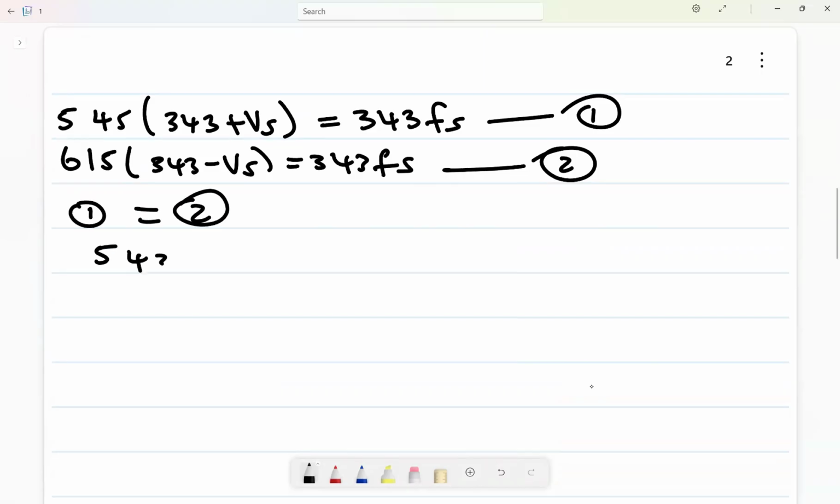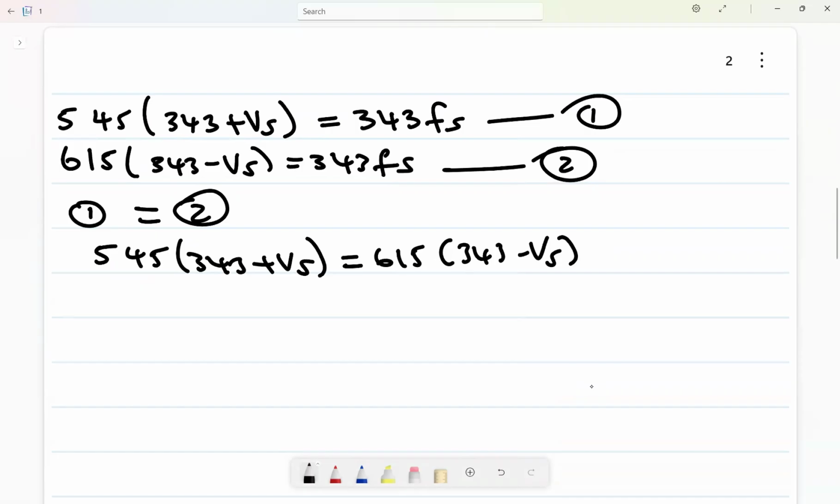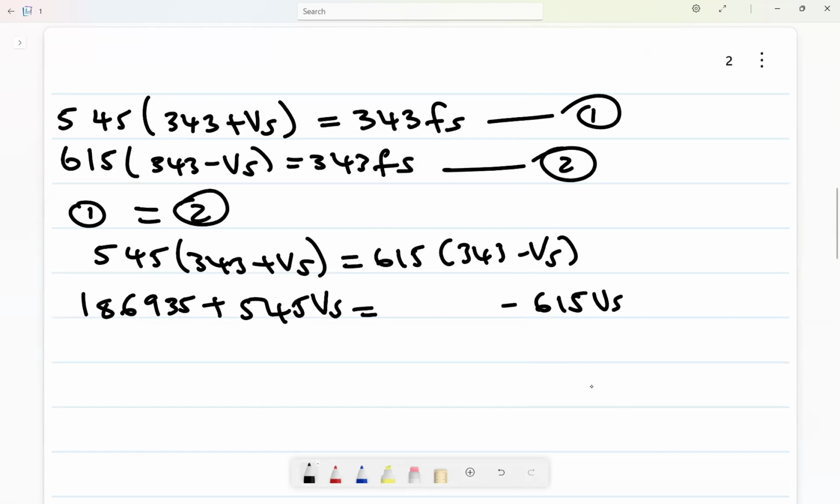So we're going to say equation 1 is equal to equation 2. Then I'm going to say this is 545, 343 plus Vs, is equal to 615, 343 minus Vs. Let's just simplify the mathematics. 545 multiply by 343, I have 186,935, plus 545 Vs is equal to minus 615 Vs. Then here I have 615 multiply by 343.